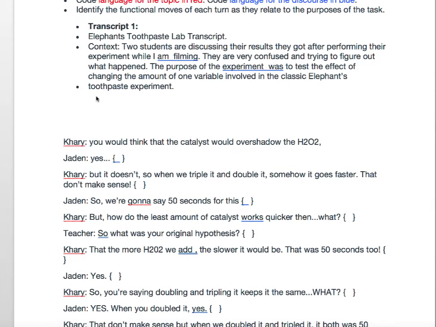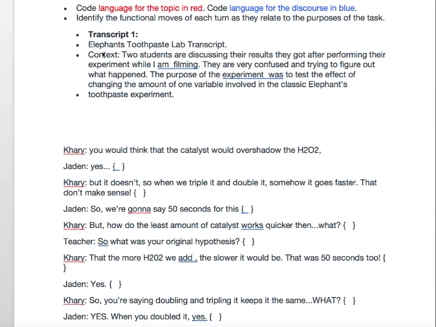Okay, so the title is Elephant's Toothpaste Lab Transcript, and the context is two students are discussing their results that they got after performing their experiment. So these are two important contextual things. We've got discussing results, which is basically the purpose of the talk. That's going to have some deep implications for discourse. After performing the experiment, it's just really helpful to know that they are referring back to stuff in the experiment, which is language for the topic.